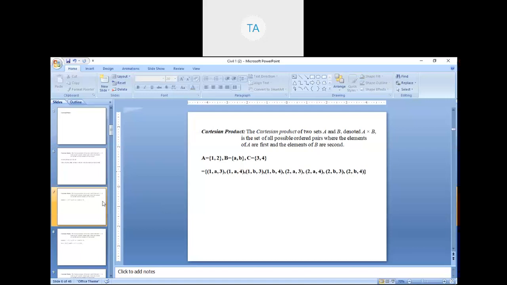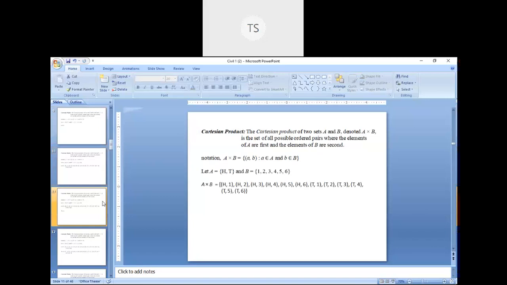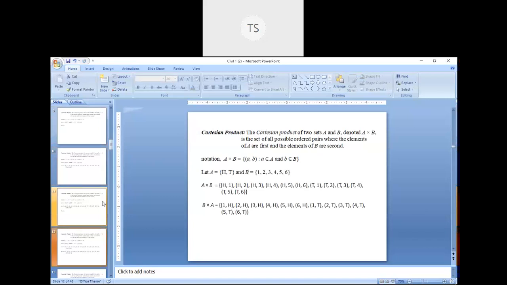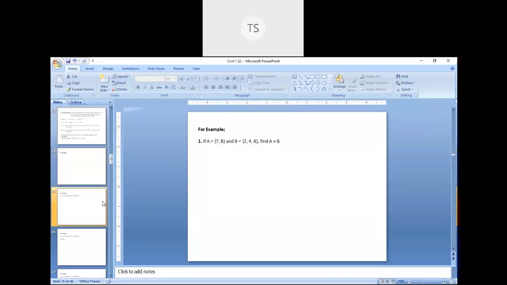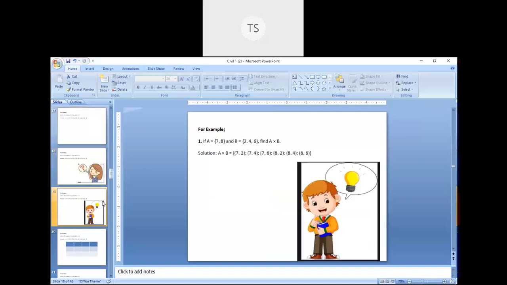Next, these are some examples I have already explained. Those who have missed this one, you can go through that video. I have explained this example. This one is important.